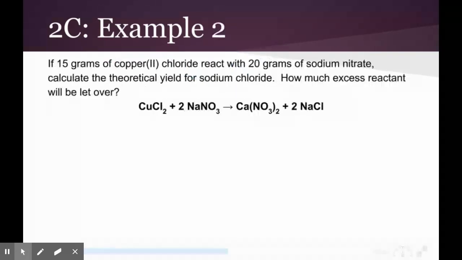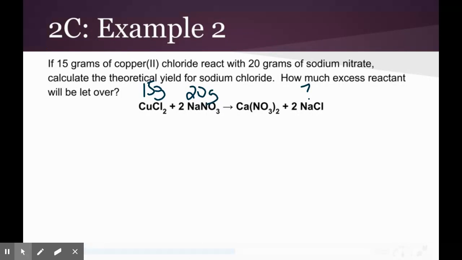Okay, so example number 2 for 2C says if 15 grams of copper 2 chloride reacts with 20 grams of sodium nitrate, how much NaCl is going to be produced? What is the theoretical yield for sodium chloride? And then we have to also figure out how much excess reactant will be left over.